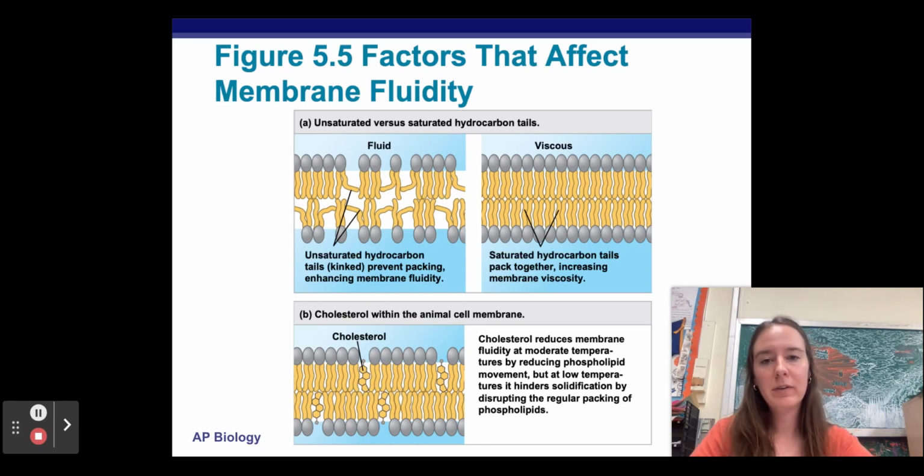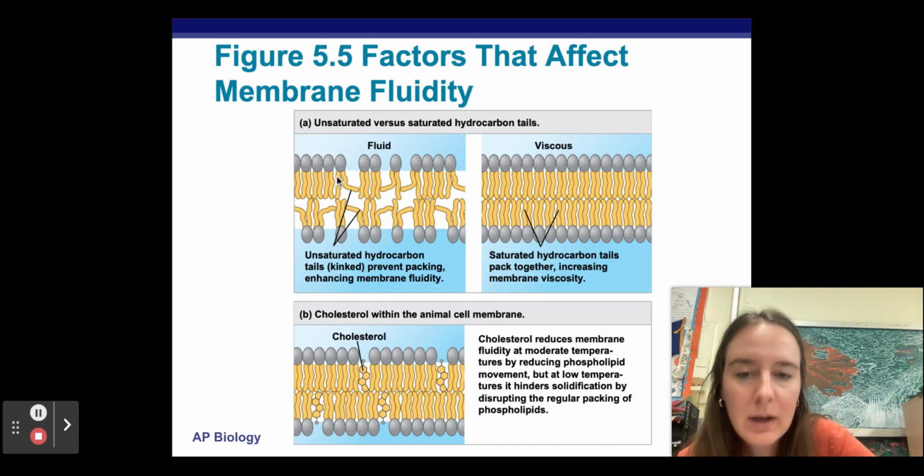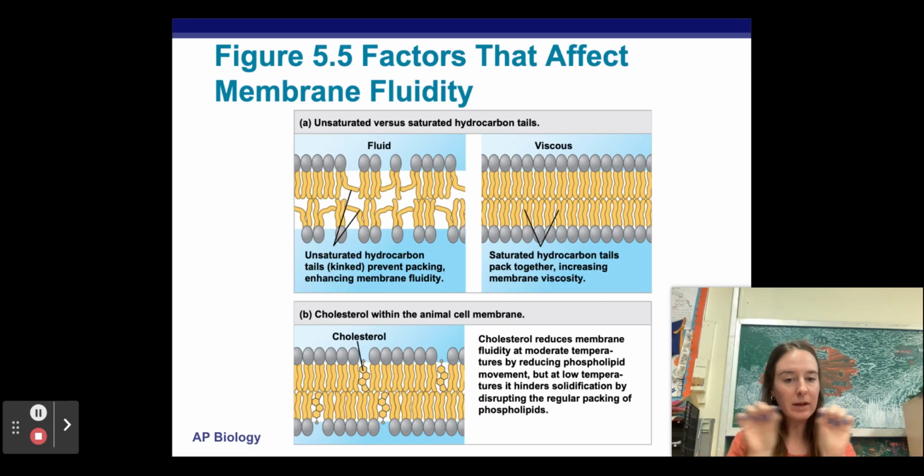So the first factor that affects how fluid or rigid the membrane will be is the nature of the hydrocarbon tails of the phospholipids. So, if you remember from Unit 1, lipids can either be saturated or unsaturated. So, saturated means if you have a bunch of carbons in a row, the carbons are all attached to hydrogen atoms. And if every single carbon is attached to a hydrogen, that's called a saturated fatty acid, or the tail here. Now, if you have two carbons that are bonded with a double bond, it bends the tail a little bit, and because there's a double bond, the two carbons won't be fully surrounded by hydrogens.